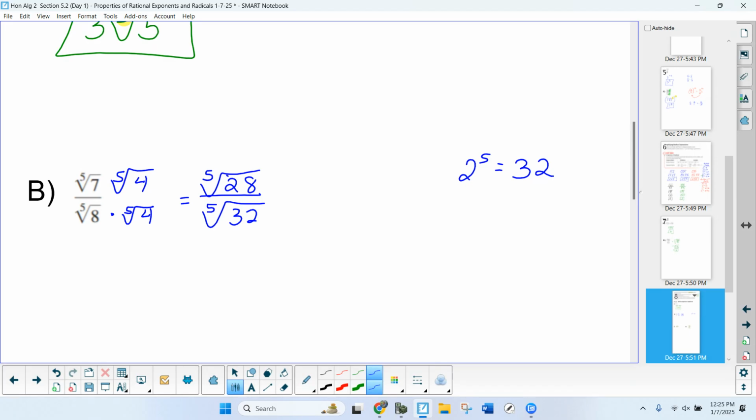Well, what's the denominator? What's the fifth root of 32? 2. And can I break that up into any perfect fifth roots? Well, 2 to the fifth is 32, and that's smaller, so nope, not going to break it up at all. And we're done.